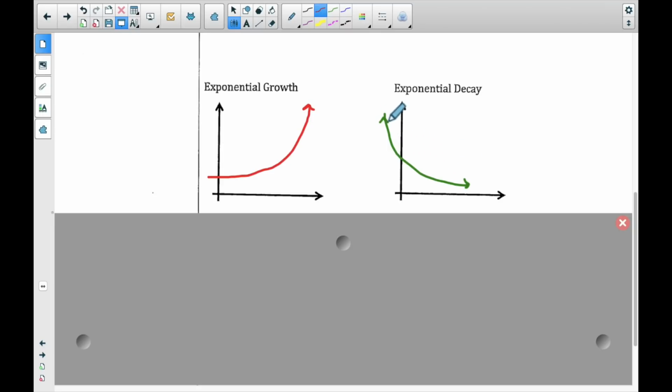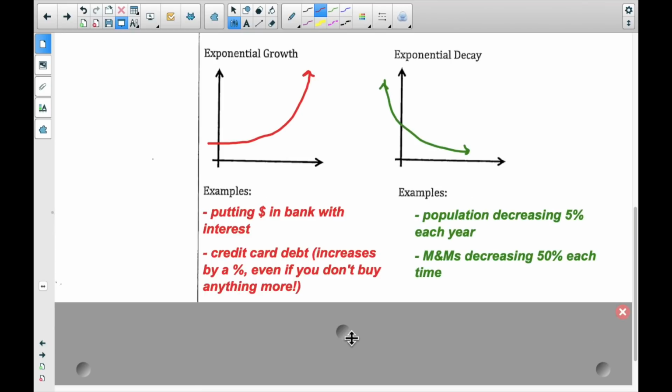We have a lot of something and it is decreasing, decreasing, decreasing. So that's an example of that. Once again, I want you to pause the video here. Think about, can you come up with at least one example of exponential growth and at least one example of exponential decay? So once again, I'm sure we have different examples, and that's great.